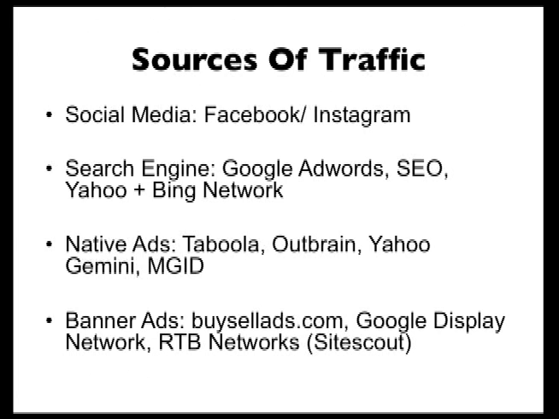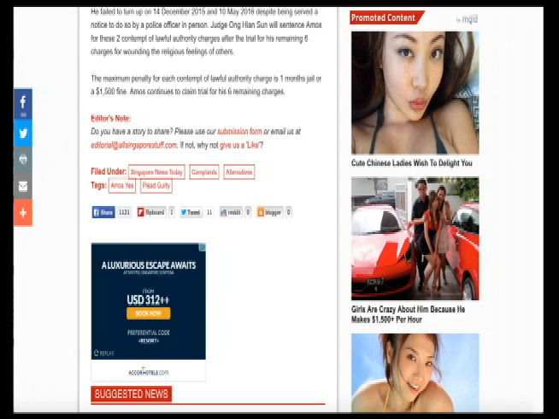The fourth type of ads are what I call banner ads. You can get them from places such as buysellAds.com, Google Display Network, and RTB networks such as SiteScout. This is an example of a banner ad. It's actually from Google Display Network. You can kind of see it from the blue arrow right at the top.